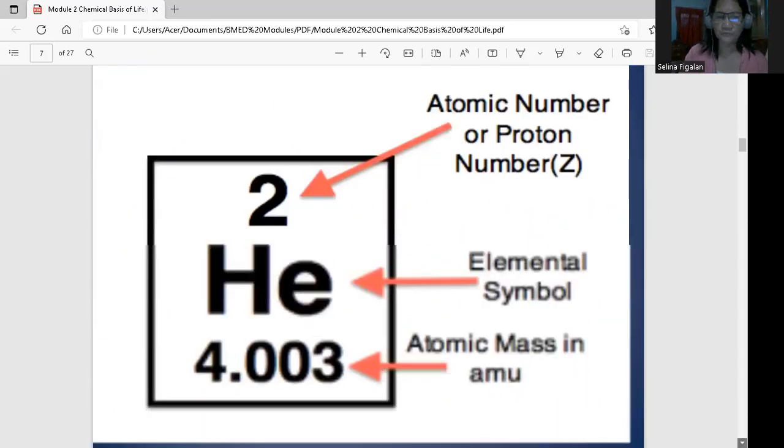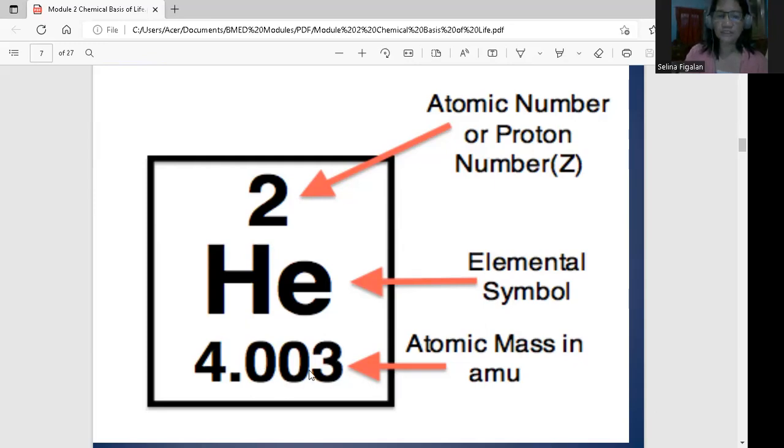So here, this is the presentation of an element. The symbol of this element is He, which is helium. The atomic number is found at the upper portion of your element, and at the lower portion is the atomic mass. But sometimes, kung nakikita nyo ang periodic table, ay magkakabaliktad, kaya magulo. You have to check kung saan nila nilalagay ang atomic mass and then the atomic number.